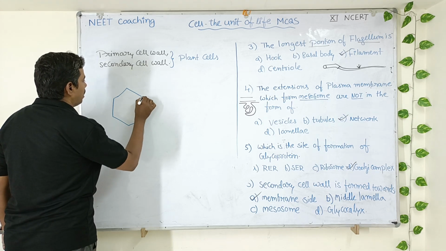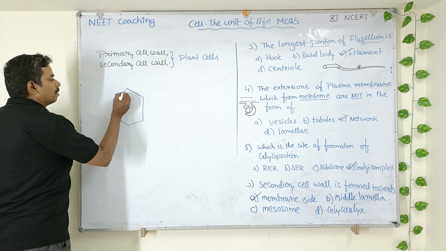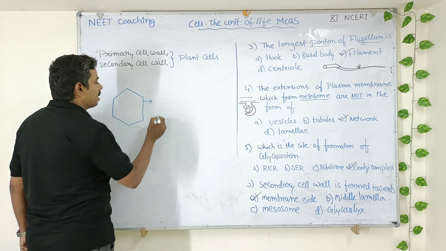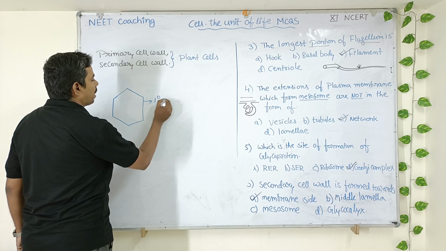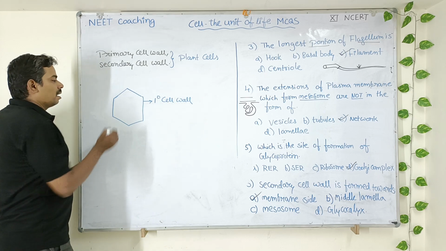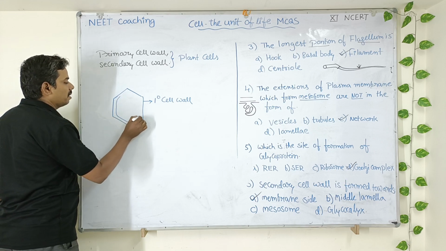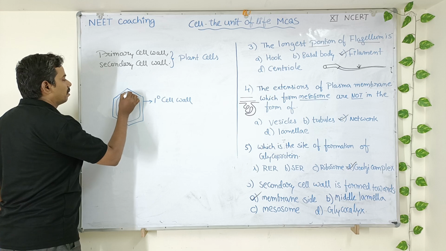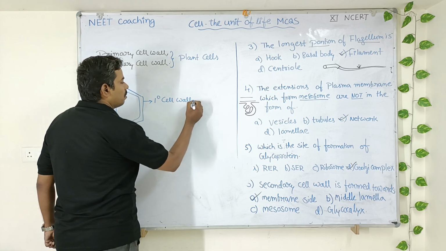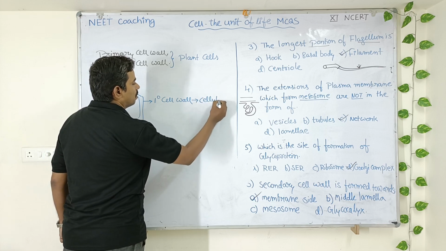This is a plant cell, a typical plant cell. This is the cell wall. The first formed cell wall in a young plant cell is always called the primary cell wall. Primary cell wall, and the plasma membrane will be towards the inside. This is the plasma membrane. The primary cell wall is made up of a material called cellulose.